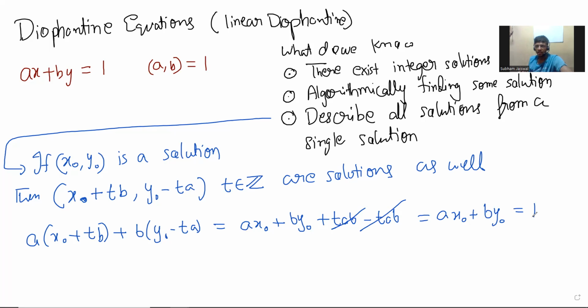Do you guys understand this? This t could be any integer, right? x naught plus b comma y naught minus a is also a solution. x naught plus 2b comma y naught minus 2a. So you find one solution, and so is this. Do you understand what this is? There are a lot of notations, but you have to understand what is going on. You can imagine some numbers and some solutions, and it's just that.